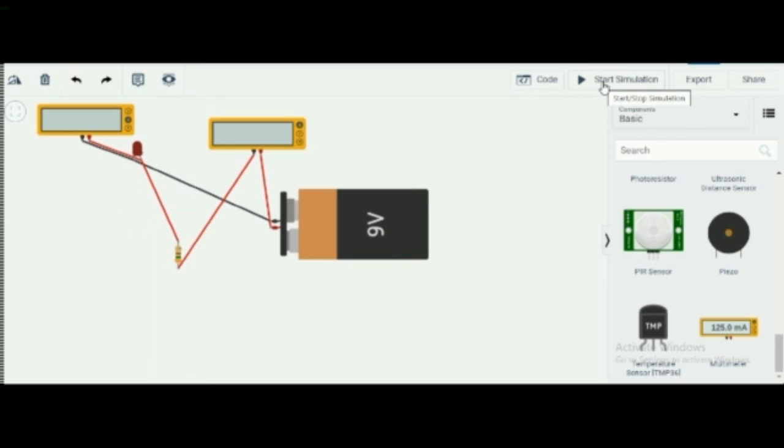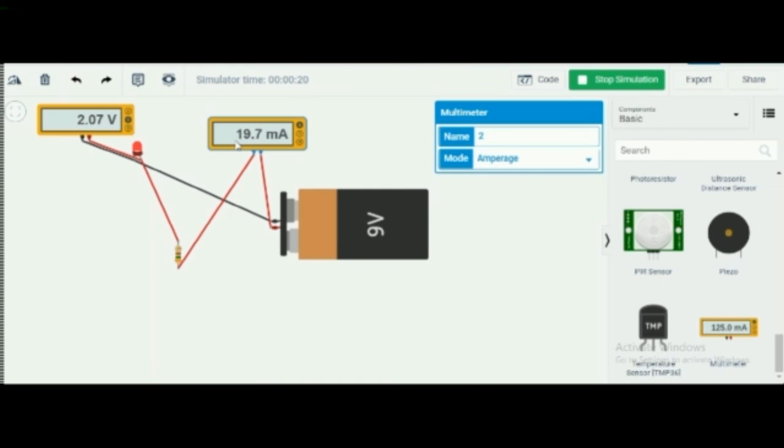Now I start the simulation. Three things are proved. First, LED is glowing and resistor value is correct. Second, forward conduction current is 19.7 milliampere, approximately 20 milliampere as per the data sheet. And the third, forward voltage of LED is 2.07 volt.